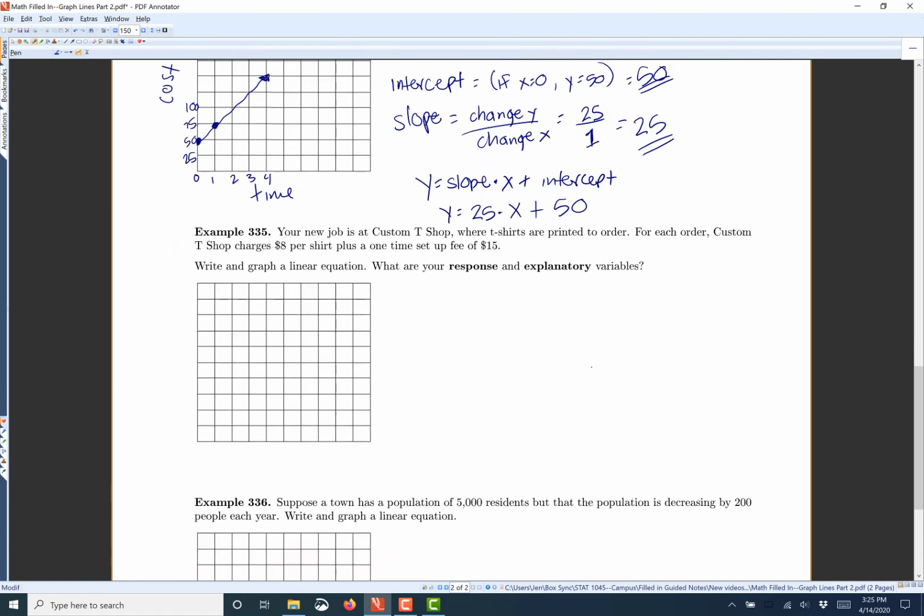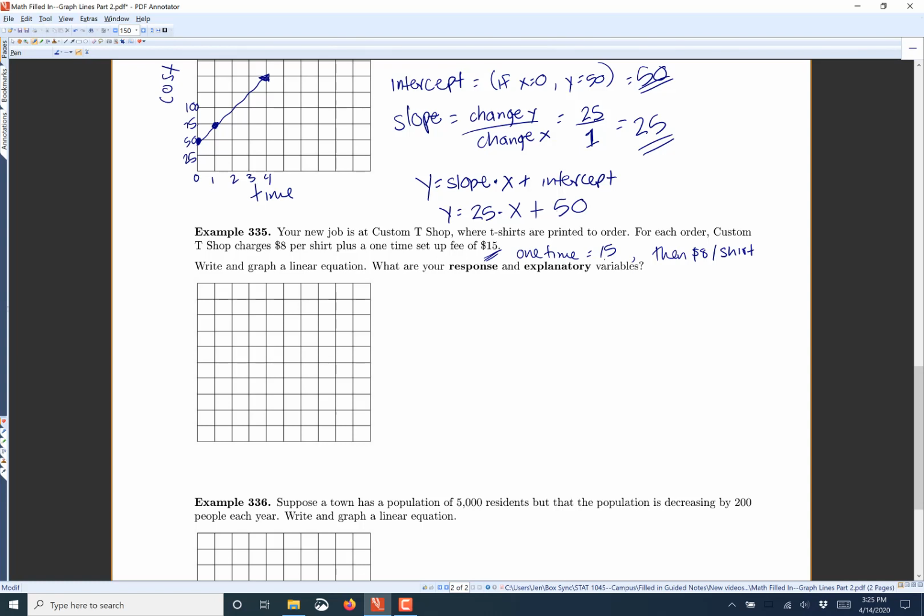For our next example, you have a job at the custom tee shop where t-shirts are printed to order. For each order, custom tee shop charges $8 per shirt plus a one-time setup fee of $15. So that means the one-time setup fee equals 15. So that means before anything else, you're paying $15. And then $8 per shirt.